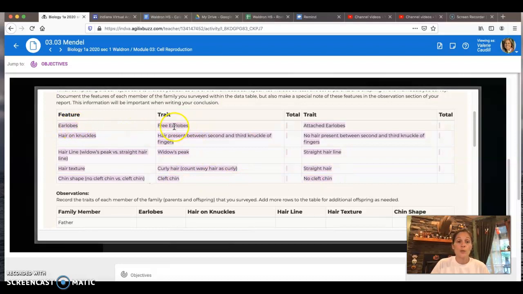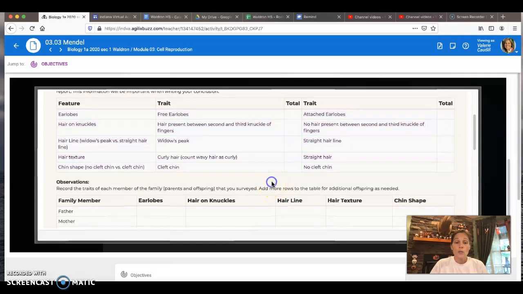We're going to look at earlobes, whether a person has free or attached earlobes. We're going to look at hair on their knuckles, which means do they have hair present between the second and third knuckle of their fingers, or is there no hair present there? Okay, we're going to look at a widow's peak, when hair sometimes comes to a point on their forehead, or if it's straight across. Texture, if a person's hair is curly or straight, and chin shape, if a person has a cleft chin or no cleft chin. Okay, so those are the features we're looking at.